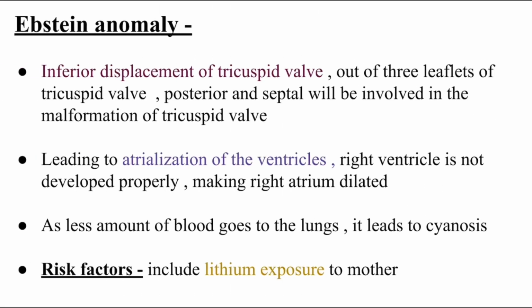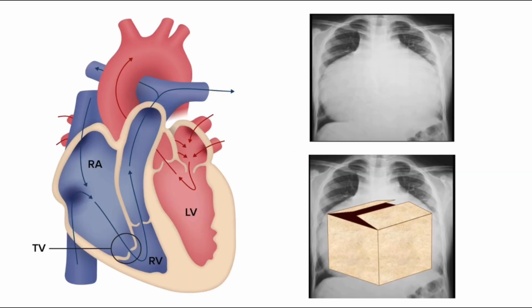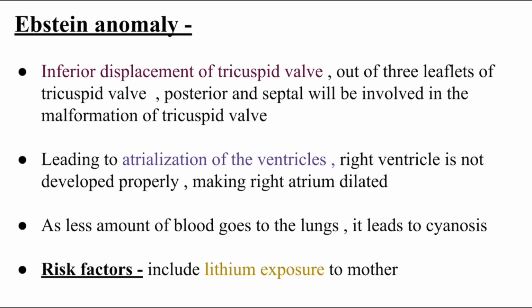Here we'll talk about Ebstein's anomaly. It is the inferior displacement of tricuspid valve. In the picture you can see on the right side there is tricuspid valve which is displaced inferiorly. When you compare it with the mitral valve on the left side, this tricuspid valve is displaced inferiorly, right? So this is the main reason for this Ebstein's anomaly.